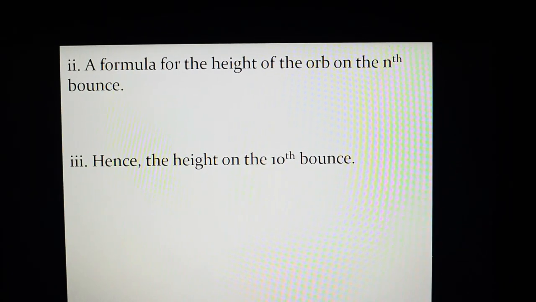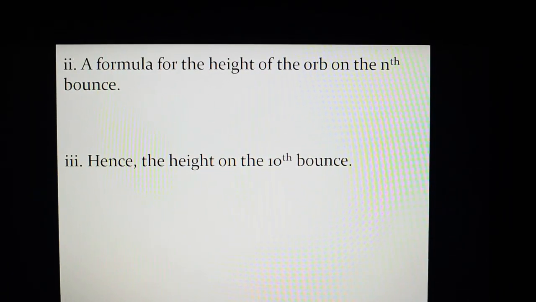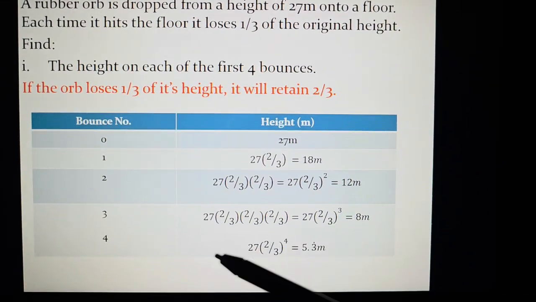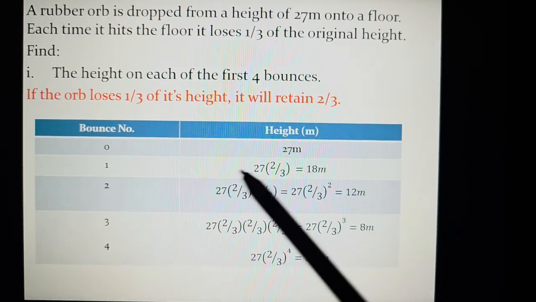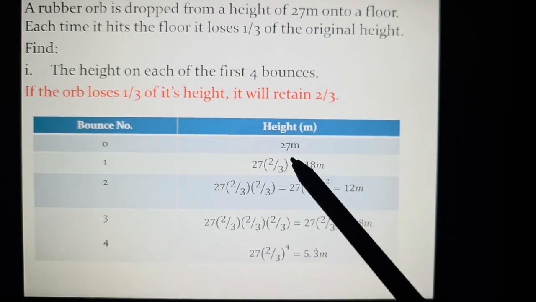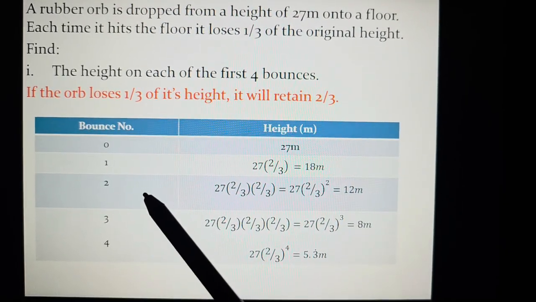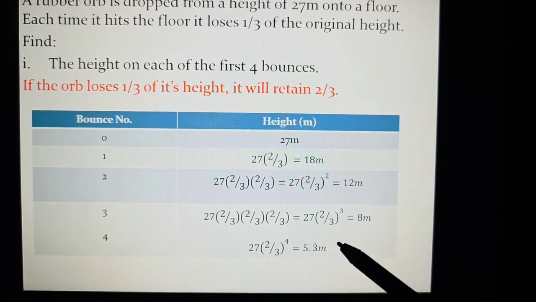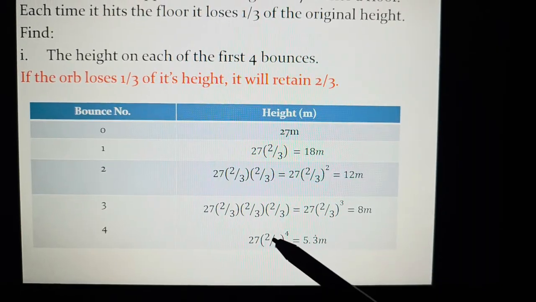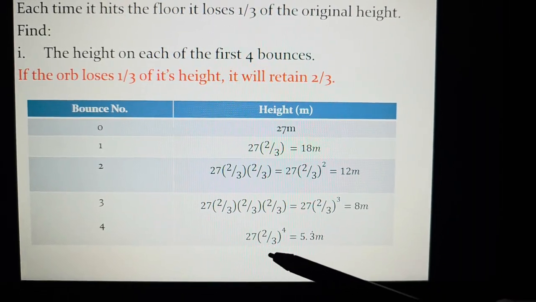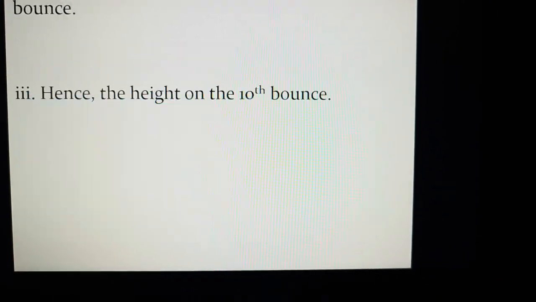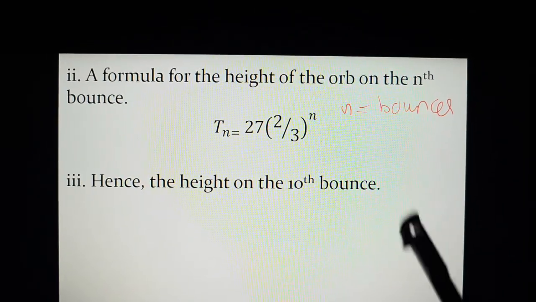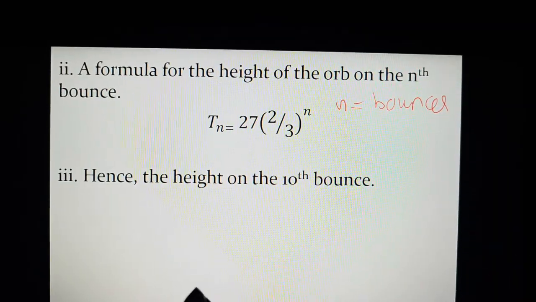Part 2 said find a formula for the height of the orb on the nth bounce. That means come up with your t-event formula. Right, spot the pattern. When it was bounce 1, there was a power of 1 on the 2/3. After 2 bounces, there was a power of 2. 3 bounces, there was a power of 3. 4 bounces, there's a power of 4. So therefore, after the nth bounce, it'll be 27 times 2/3 to the power of n, where n represents the number of bounces, I should say.